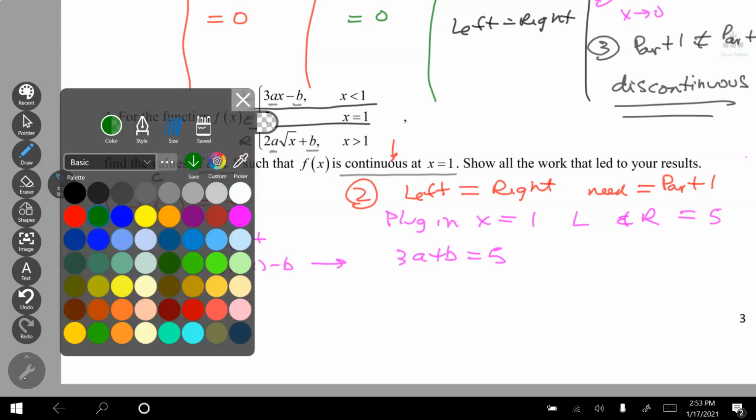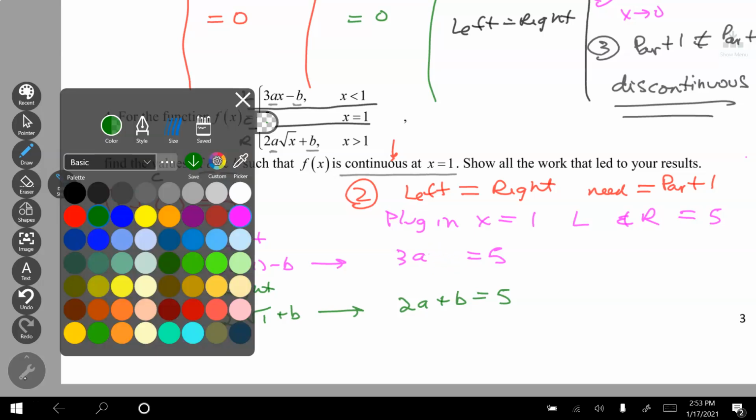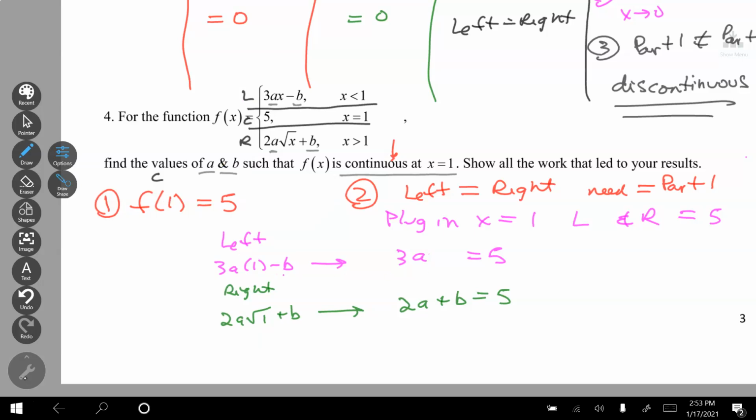When I do it on the right side, I plug in 1, I get 2a square root of 1 plus b, and that gives me 2a plus b is also equal to 5. Oh, my bad. Made a mistake. This is minus, I don't know why I said plus b, this is minus b. 3a minus b is equal to 5, and now I have a very convenient system here.